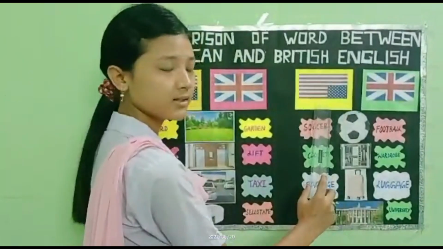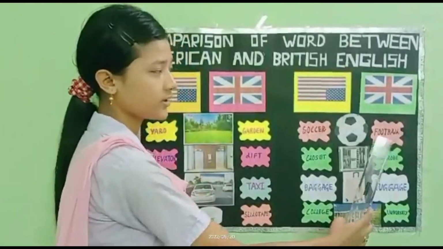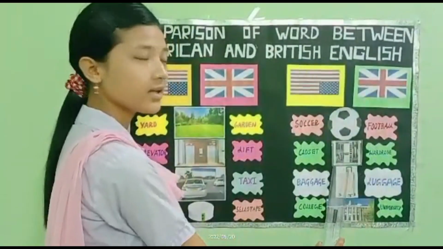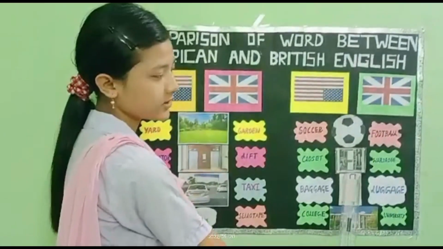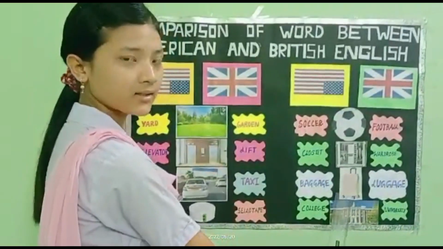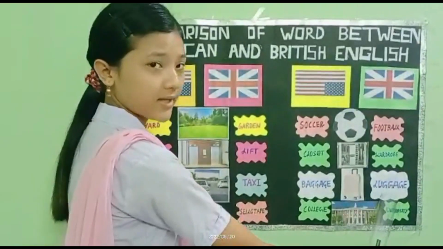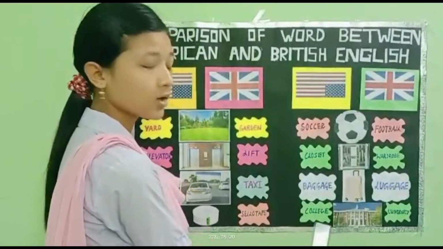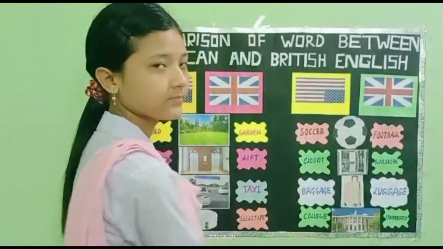In American, we call it soccer, and in British English, we call it football. In American, we say closet, and in British, we say wardrobe. In American, it's baggage, and in British, it's luggage. And the last is, in American, it's college, and in British, it's university.